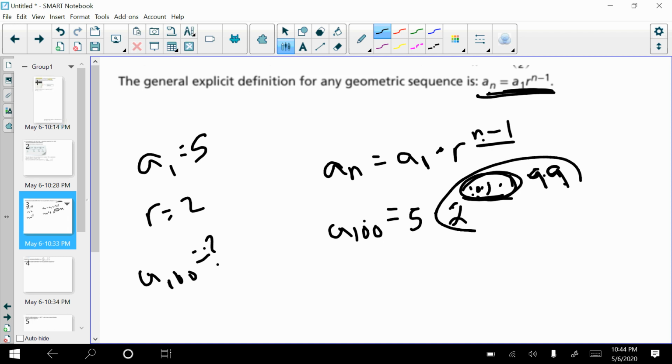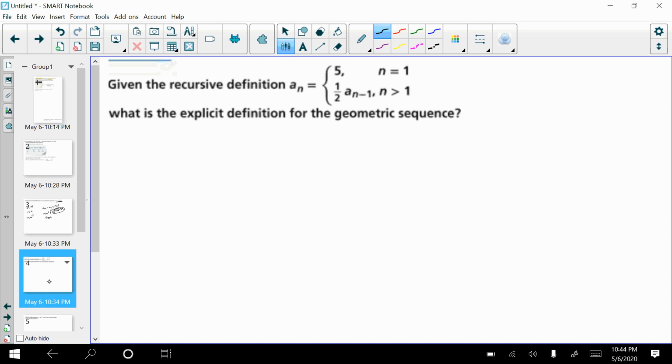So you go 2 to the 99th power, then times it by 5, and you would get the 100th term in the sequence. All right, so now they're going to give us the recursive, and they're going to ask us to find the explicit.